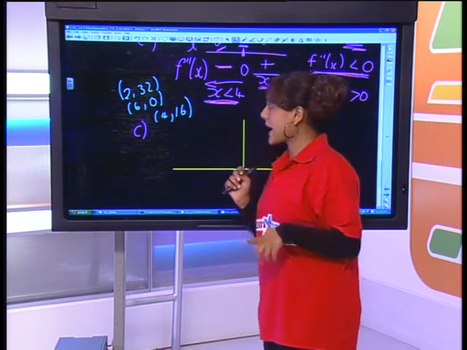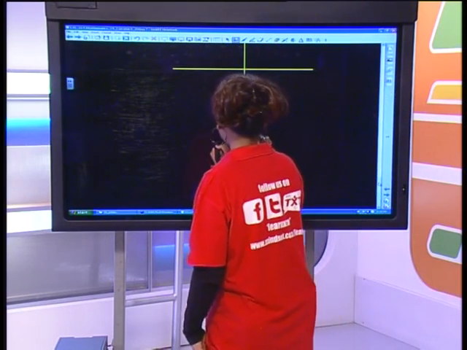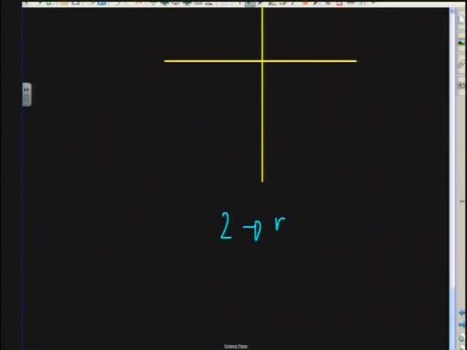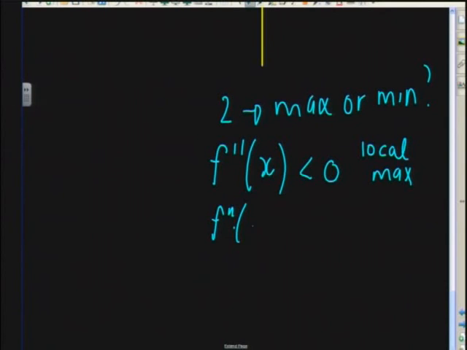So what I want to do is add in one more thing here. Let's look at what happens at the stationary points. How do we know if 2 is a local maximum or minimum? How do we test that? Now remember, I showed you this in the beginning. You look at your second derivative. If your second derivative is less than 0, you're going to have a local maximum. And if your second derivative is greater than 0, you're going to have a local minimum.